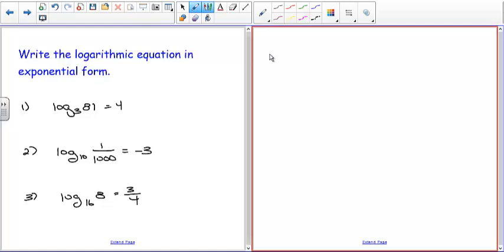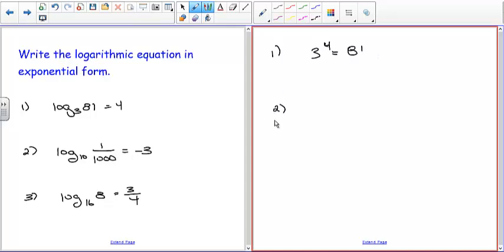So the first problem, they're asking us to rewrite this in the equivalent exponential form. So the base is always this number, the subscript. So it's going to be 3. And the number we raise it to is the fourth power. And the answer is 81. You can always check these, especially if they are whole numbers, because 3 times 3 times 3 times 3 is 81. 3 times 3 is 9, so 9 times 9 is 81. So that's the equivalent exponential equation.